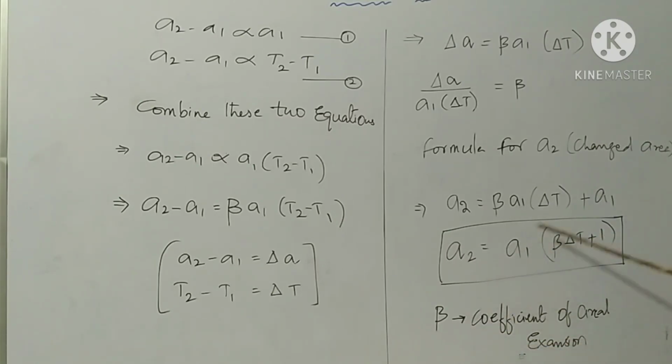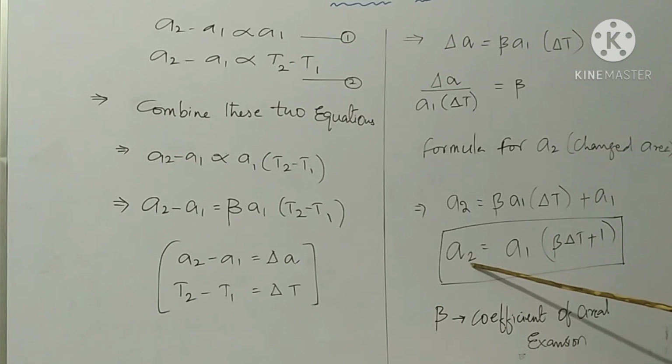So here beta is the coefficient of areal expansion. This is a very important point, my dear children. Beta is the coefficient of areal expansion, and delta T means the change in temperature.